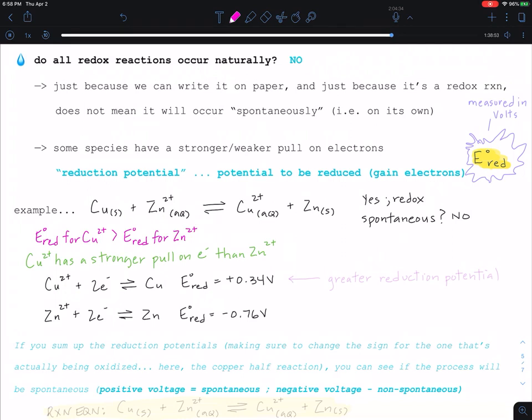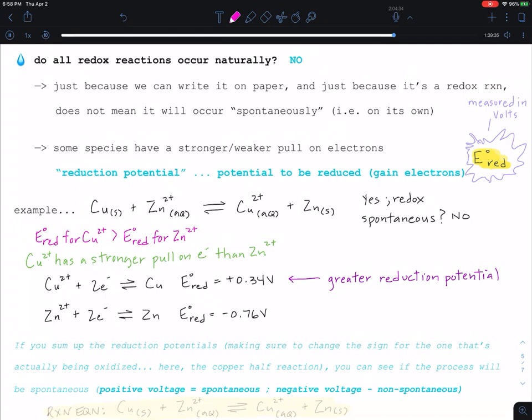So the larger the value, the greater the pull on the electrons. This right here: greater reduction potential. The greater potential to be reduced. And we do use that terminology. It is the standard reduction potential. And those values have been measured, and there are tables and tables and tables of these things that you can look up.